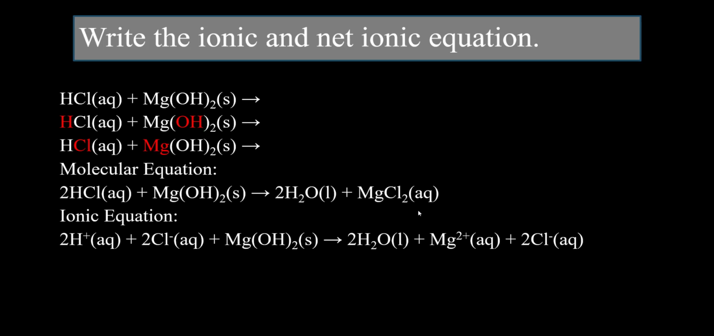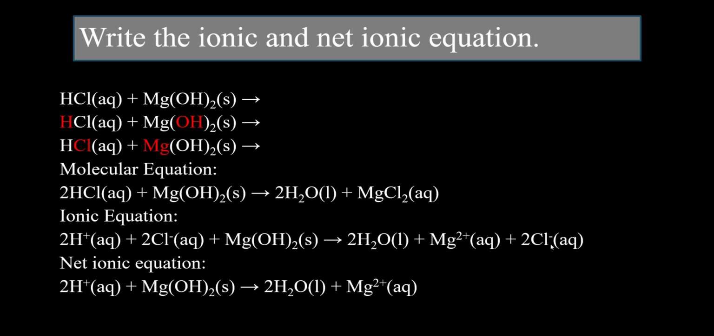So let's make sure we get the splitting right. 2 molecules of hydrochloric acid will give us 2 hydrogen ions and 2 chlorides. We don't split the magnesium hydroxide. We don't split the water. And here a single unit of magnesium chloride gives us a magnesium ion with a +2 charge and 2 chlorides. All right, what's left to cancel now to get to the net ionic equation? I notice I have 2 chlorides on both sides I can cancel, and I think that's it. So there's nothing else to cancel.